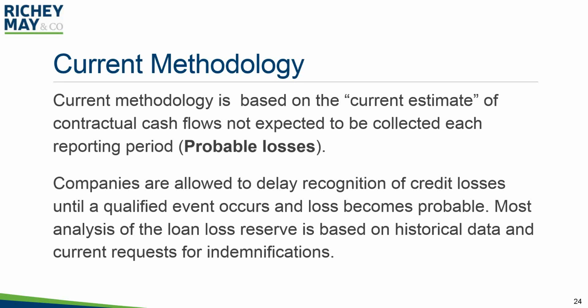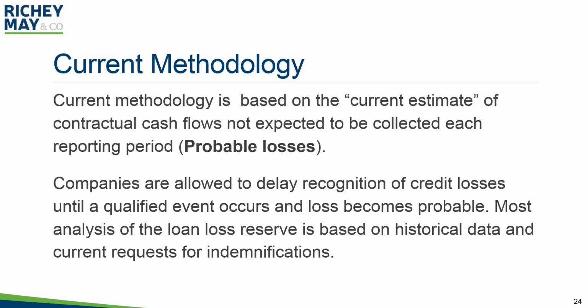So right now, the current methodology for loan loss reserve is a current estimate of contractual cash flows not expected to be collected. It's basically your probable losses. So right now, you're allowed to delay recognition of credit losses until a qualified event occurs or loss becomes probable. So most of our client base looks at historical data to determine what their current loan loss reserve will be and their current repurchase request or indemnification request. So that's how we're coming up currently with that loan loss reserve.